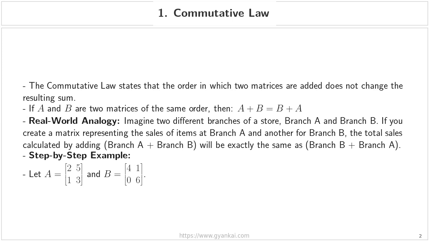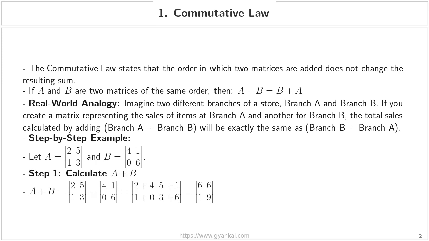Suppose we have matrix A, which is a 2x2 matrix with 2 and 5 in the first row and 1 and 3 in the second row. And we have matrix B, a 2x2 matrix with 4 and 1 in the first row and 0 and 6 in the second row. First, let us calculate matrix A plus matrix B. We add the corresponding elements. 2 plus 4 gives us 6, 5 plus 1 gives us 6, 1 plus 0 gives us 1, and 3 plus 6 gives us 9. This results in a final matrix with 6 and 6 in the top row and 1 and 9 in the bottom row.